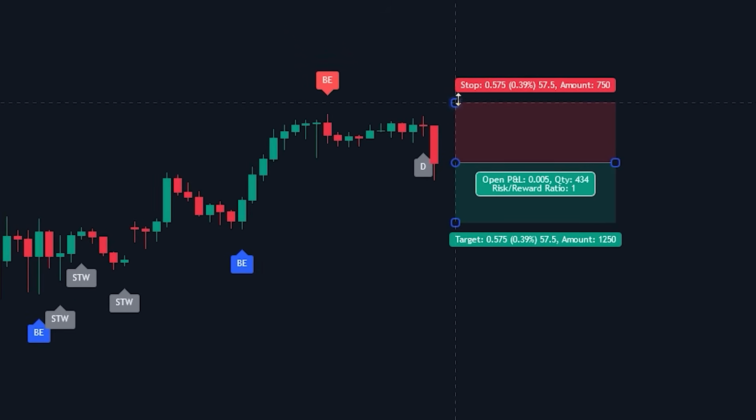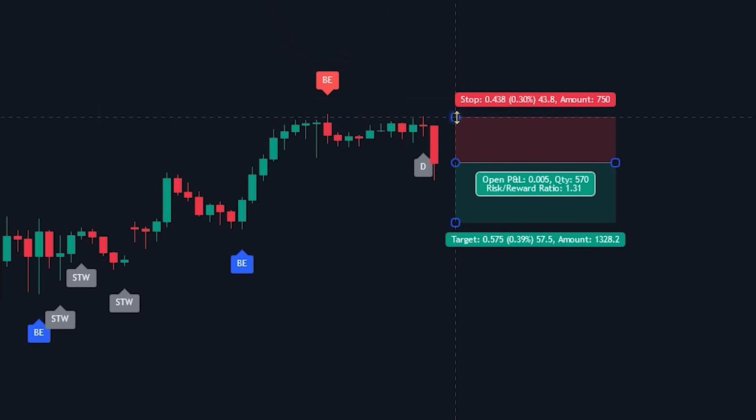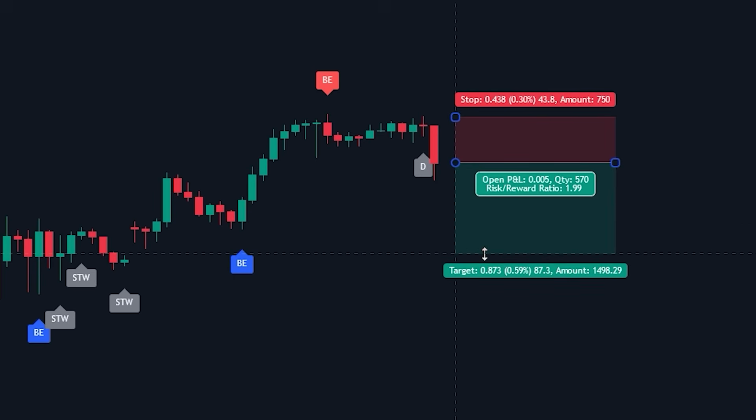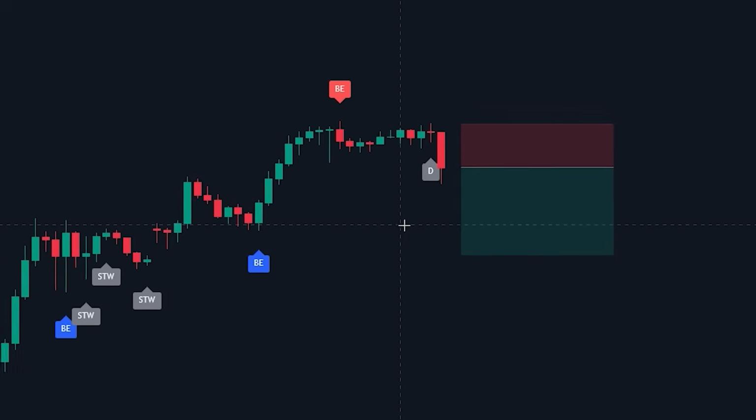We will be placing the stop loss at the recent swing high. For the take profit, we will be targeting a 2 times risk to reward ratio. Now let's see how the trade plays out.